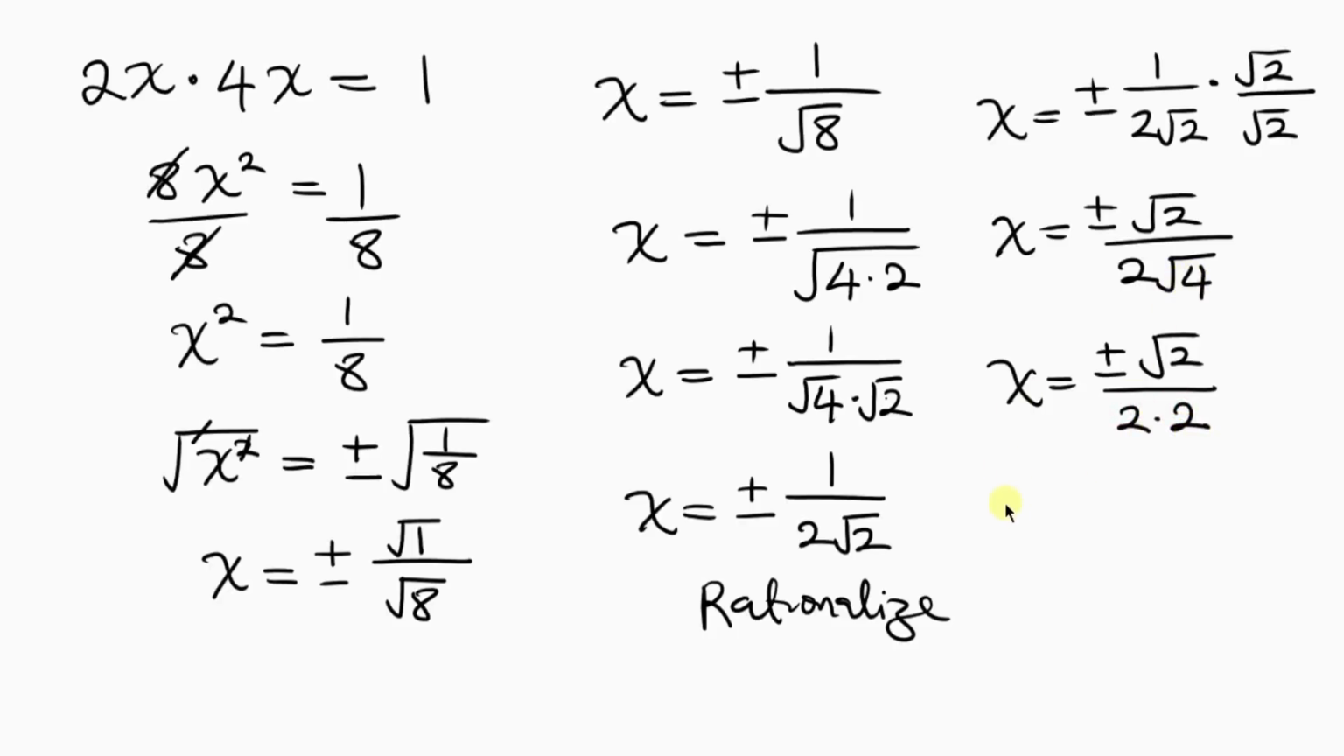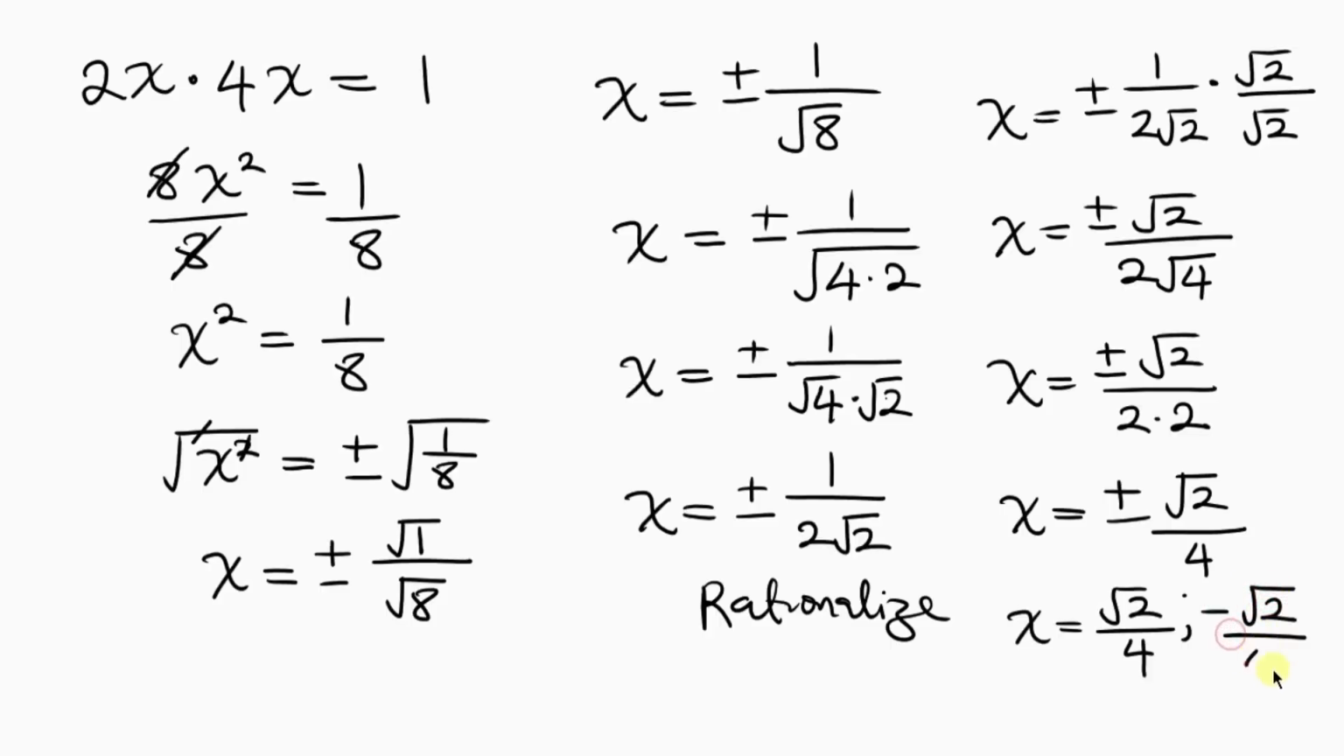And lastly, this gives our value for x to be the square root of 2 all over 2 times 2, which is 4. So there are actually two values of x from here. The first one being the positive one, which is the square root of 2 over 4. And then the second one, the negative, is negative square root of 2 all over 4.